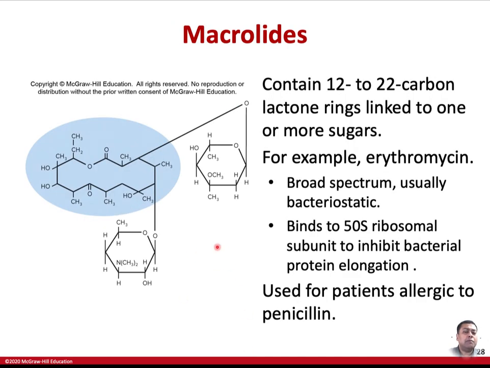The next group of antibiotics are known as the macrolides. Macrolides contain a 12 to 22 carbon lactone ring linked to 2 or more sugars. A very good example is erythromycin, which is broad spectrum and usually bacteriostatic. It binds to the 50S ribosomal subunit instead of 30S. The last 2 examples that we saw bind to 30S and cause misreading of the mRNA, but the macrolides instead bind to the 50S ribosomal subunit and inhibit bacterial protein elongation.